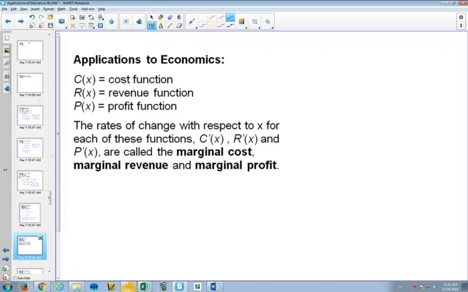So we can look at our functions, and actually the derivative gives us an estimate for the marginal cost, marginal revenue, and marginal profit of different things. So here's a situation.